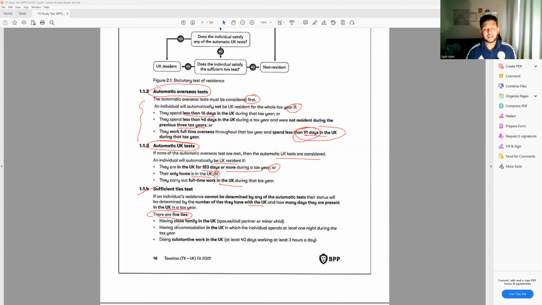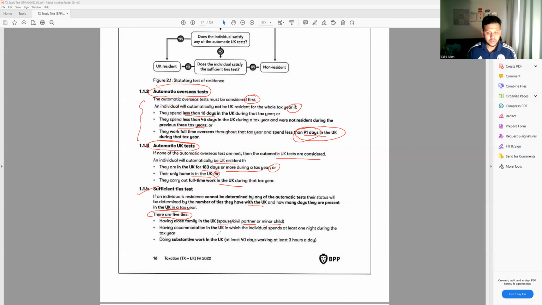Having close family in the UK, that's the first tie. The first one, spouse, civil partner, or minor child. So if this has happened, your wife or your child lives here, you don't live here, so this is the first tie. That means you have a close connection with the UK.